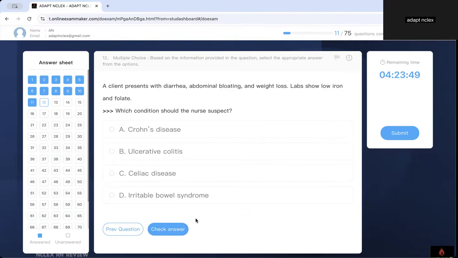Diarrhea, abdominal bloating, and weight loss. And the labs show low iron and folate. To have diarrhea, abdominal bloating, and weight loss means an absorption problem. And if you have low iron and folate, you're not absorbing anything at all. Which one should you suspect? Use the buzzword. When it comes to GI diagnosis, always go with the buzzword.